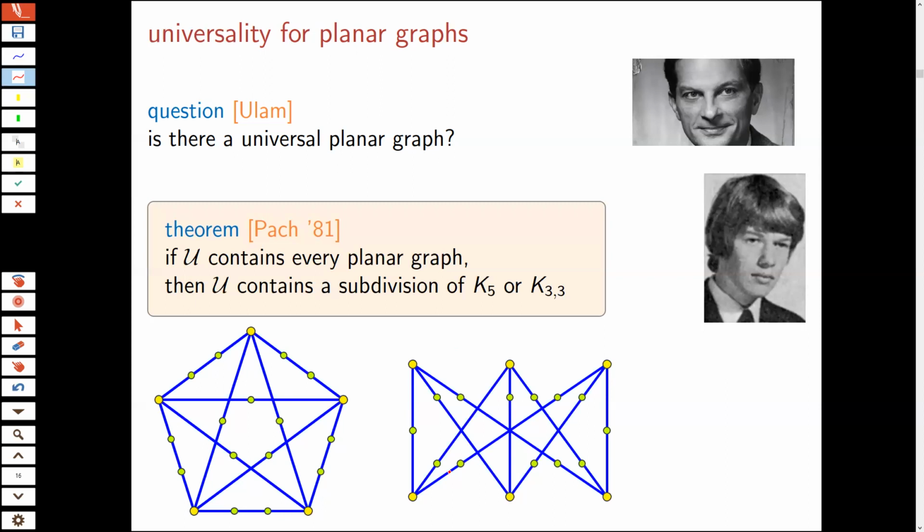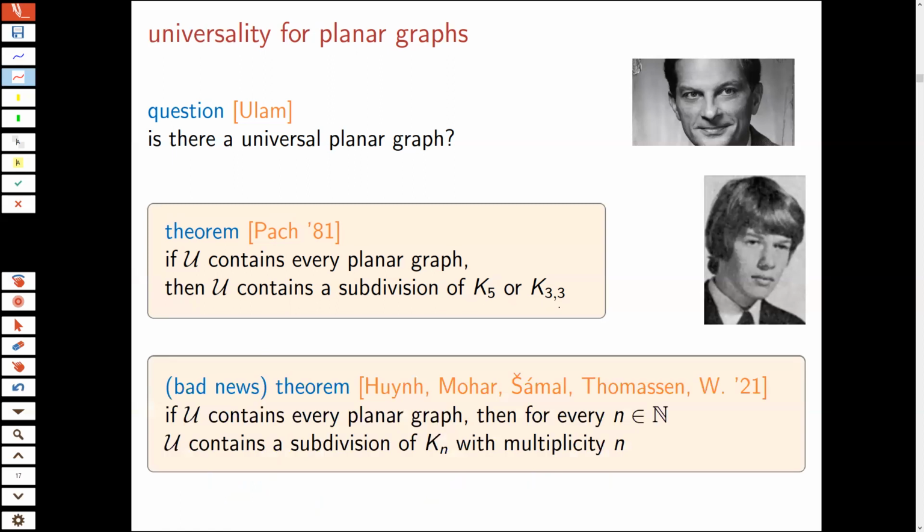So what that says is that if a graph U contains every planar graph, then we know it's not planar. So in fact, U must contain a subdivision of K5 or K33, as illustrated in the pictures. If you see the theorem stated this way, and you see the conclusion is a K5 or a K33, it's natural to ask, can we strengthen the conclusion of this theorem? Can we replace K5 by something bigger? And the answer is yes.